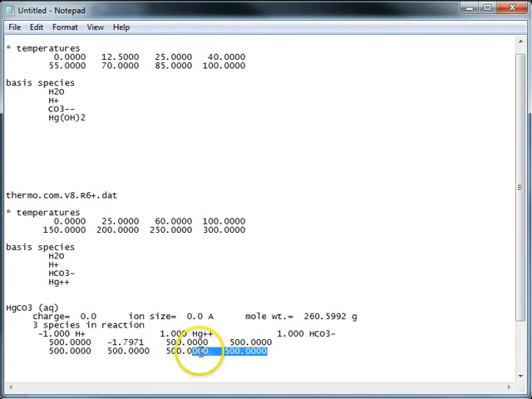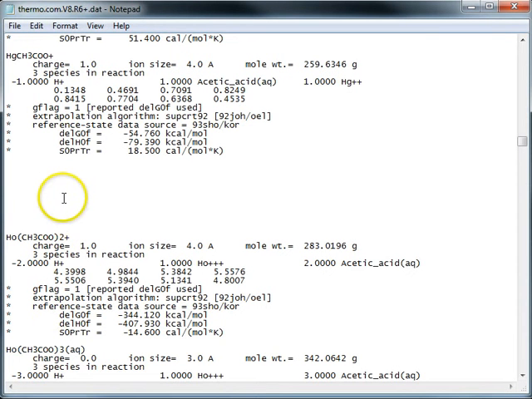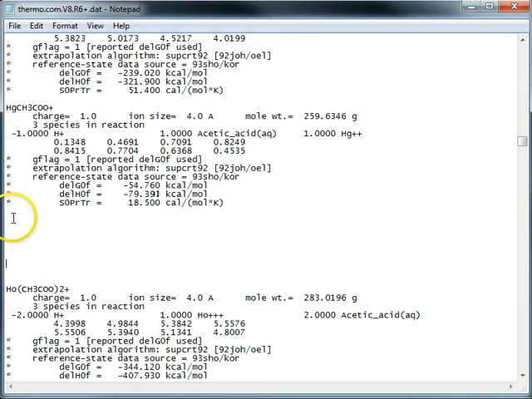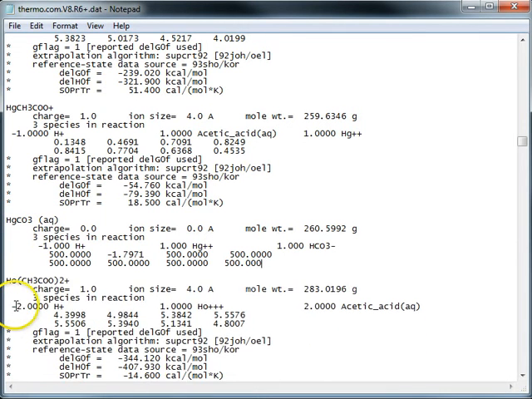And now we can take this entry and add it to thermo.com. What I've done is create a space under the aqueous species section, and it's just in alphabetical order. So I'll add it there. And now we have an entry for aqueous HgCO3, valid at 25 degrees Celsius, written in terms of the basis species used by thermo.com.